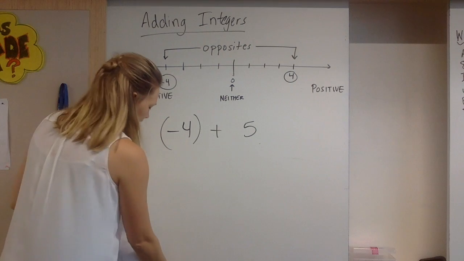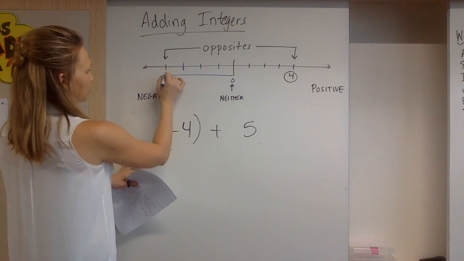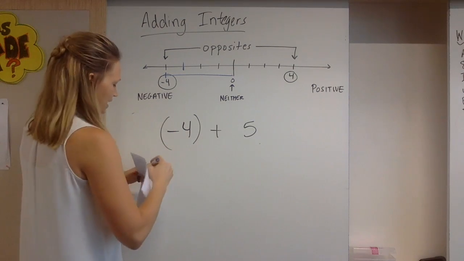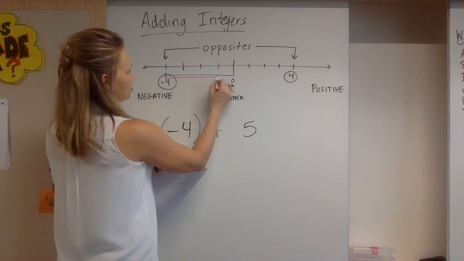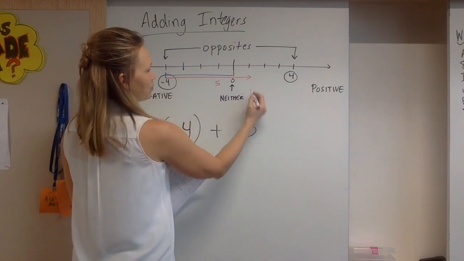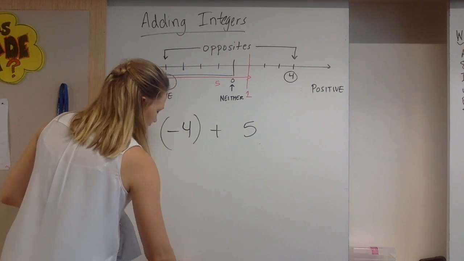Well, using the number line, you see that -4 is all the way down here. And now you need to add a +5. So going in the opposite direction, 1, 2, 3, 4, 5, it puts me at 1. So the answer to this is actually 1.